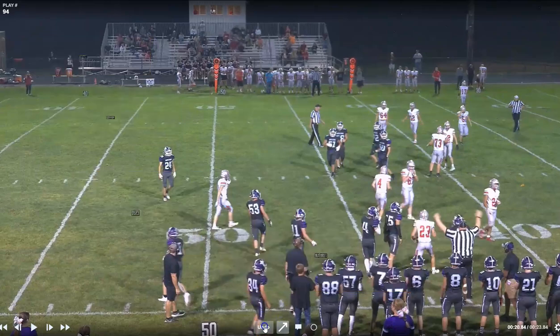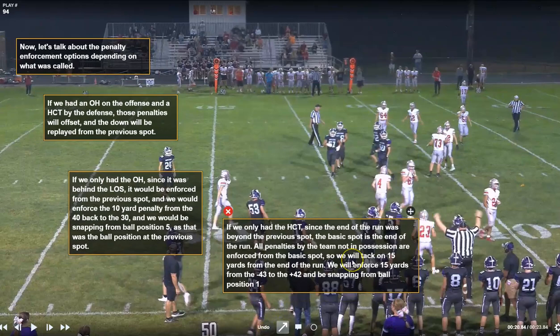If we only have the horse collar tackle, since the end of the run was beyond the previous spot, the basic spot is the end of the run. Remember, all penalties by the team not in possession are enforced from the basic spot. We just said the basic spot was the end of the run. So we're going to tack on 15 yards from the end of the run. And we would enforce this from the negative 43 to the positive 42.